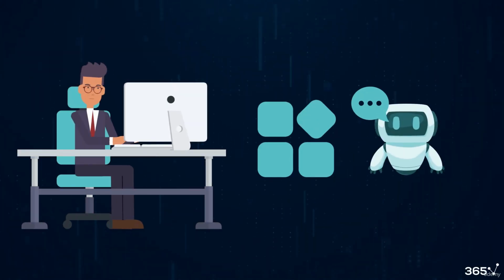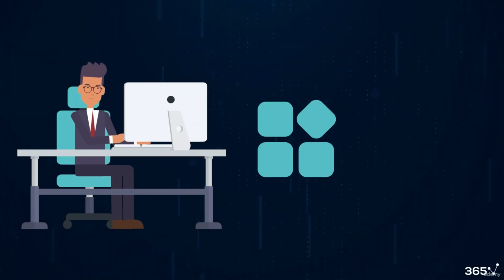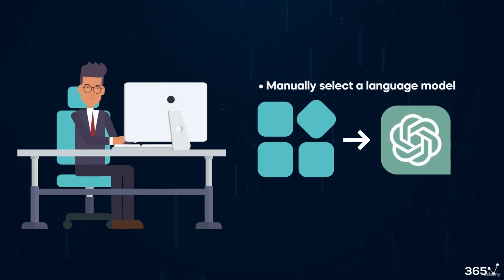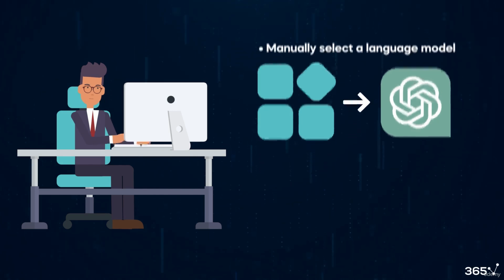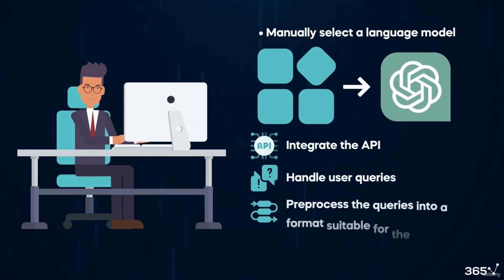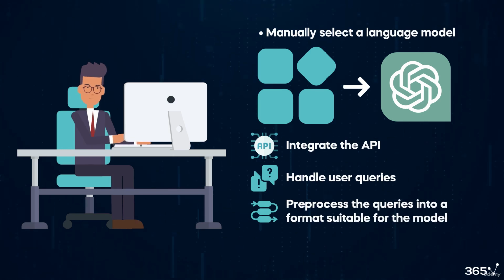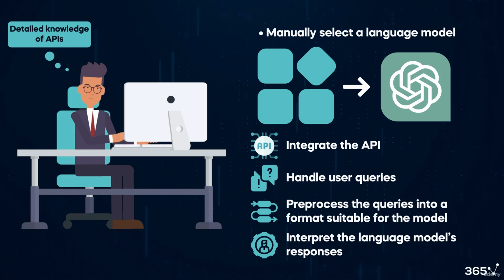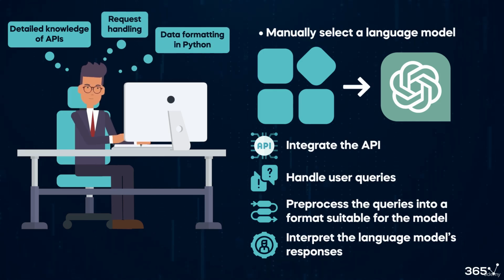Here's an example. Let's say you want to integrate an AI chatbot into your product. So, without LangChain, you'd manually select a language model, like OpenAI's GPT. Next, you'd need to integrate the API, handle user queries, pre-process these into a format suitable for the model, and finally, interpret the language model's responses to provide clear answers to the user. This process requires detailed knowledge of APIs, request handling, and data formatting in Python.